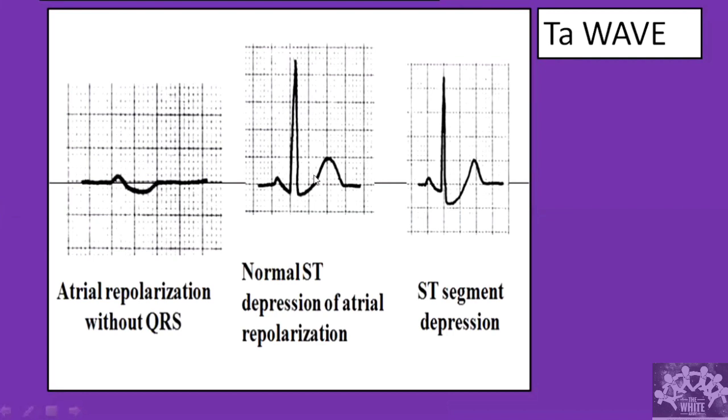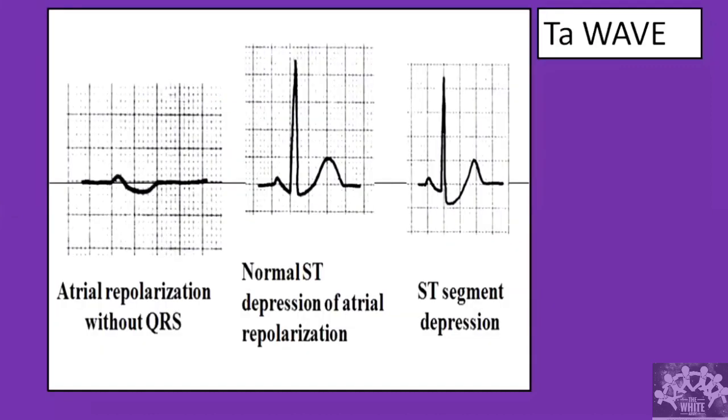The reason being, it is going to submerge with the QRS complex. That is why you don't get a very good atrial repolarization wave that is going to be seen. So the clinical relevance of this we will discuss when we have arrhythmias. So this is about the atrial repolarization wave, or the tau wave.